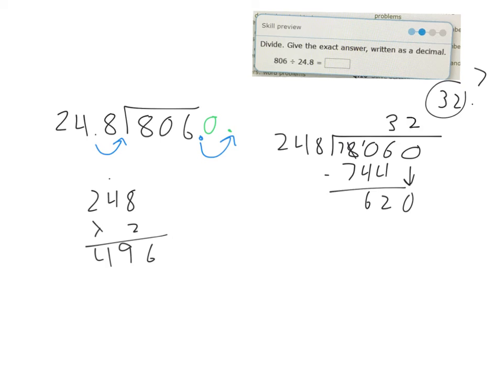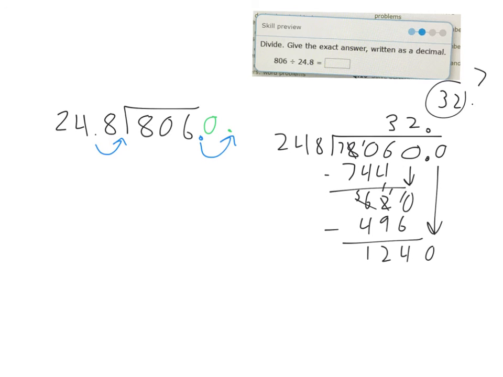2 times 248 is 496 minus, that becomes a 1, that becomes a 10. 10 minus 6 is 4, that becomes a 5, that becomes a 1. 11 minus 9 is 2, 5 minus 4 is 1. Okay, decimal, bring down the 0. How many times can I take 248 out of 1,240? This is quite the big question.